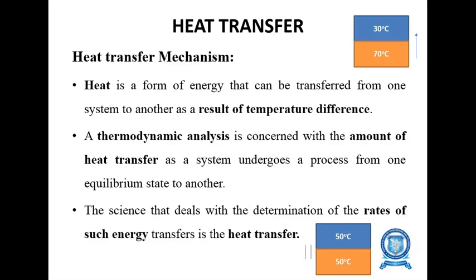According to the second law of thermodynamics, heat always flows from higher temperature to lower temperature, that is, from the higher energy to the lower energy region. Here it is clearly shown the direction of heat flow, 70 degrees to 30 degrees. We have considered 30 degrees as a cold body and 70 degrees as a hot body. Therefore, heat transfer occurs due to the temperature difference between the systems.